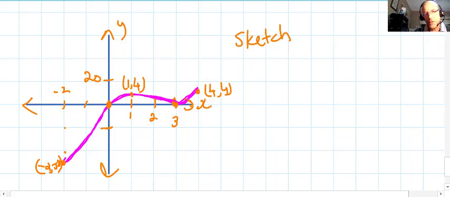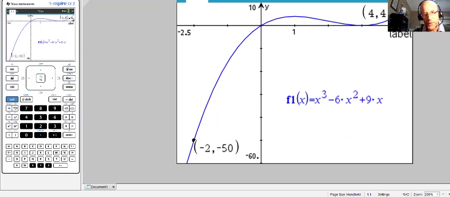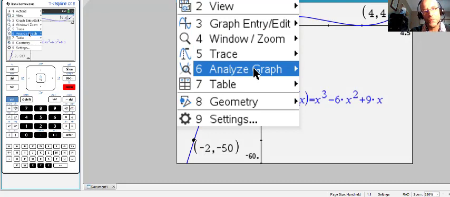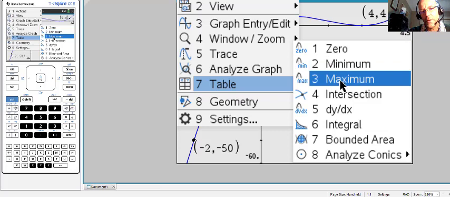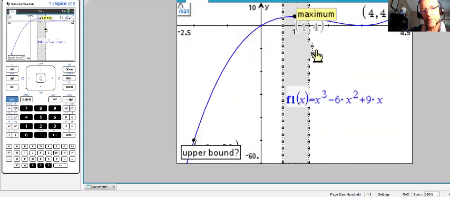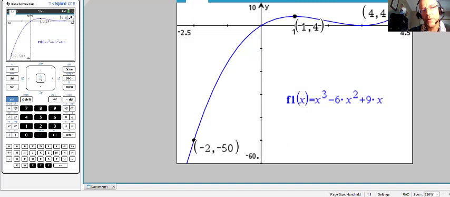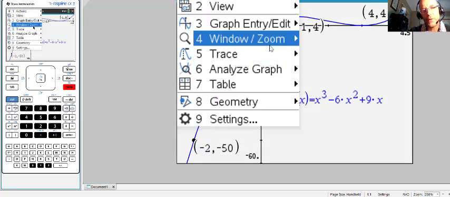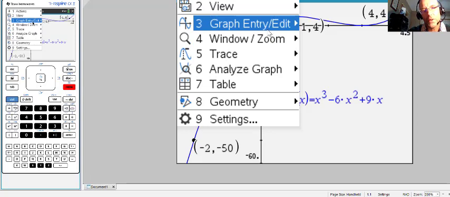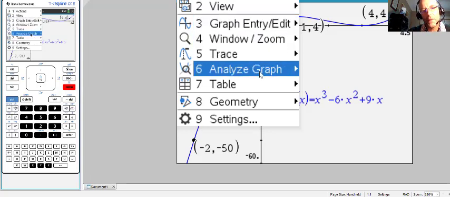Lastly, checking with technology. How did we do? Well, I've already started, and you can use the geometry submenu and put the points on there to represent the endpoints. It's important to remember how to use analyze graph if you're using a TI-Nspire to find the maxima and minima. So I'm going to find this maximum here, go either side, 1, 4, yay! And you could find the 3, 0 point two ways. You could go minimum, or you could go zeros. It would give you the same point, so it doesn't matter which one.